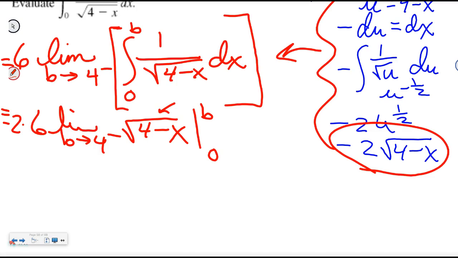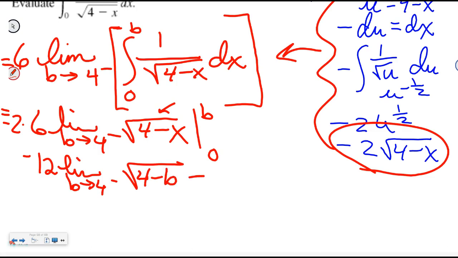All right, so let's go do what it says. We're going to do the negative 12, and we'll do limit as b approaches 4 from the left for sure, and we'll have the square root of 4 minus b minus the square root of 4 minus 0.